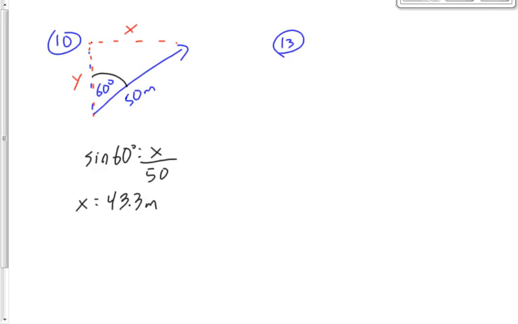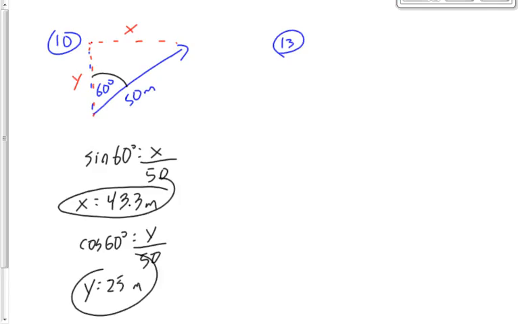And now we're going to do almost the same thing for the y component, but this time use cosine because the y component is the adjacent side. Cosine 60 is adjacent over hypotenuse. Y ends up being equal to 25 there. How many people got both of those? Good, good. Let's take a look at 13.